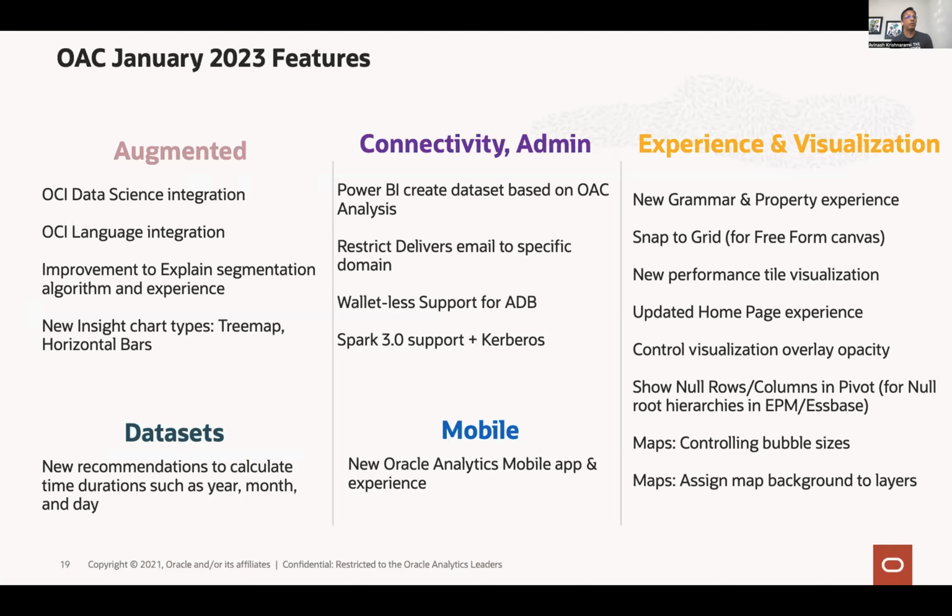We've also made some phenomenal improvements to the explain feature. The algorithm behind the scenes to provide segmentation data is really, really improved. I'll do a quick demo of that feature and show the new experience as well. And for those of you who use Auto Insights, we now have new visualization types like tree map and horizontal bars that you'll start to notice as part of the native visualizations that Auto Insights generates from your data sets.